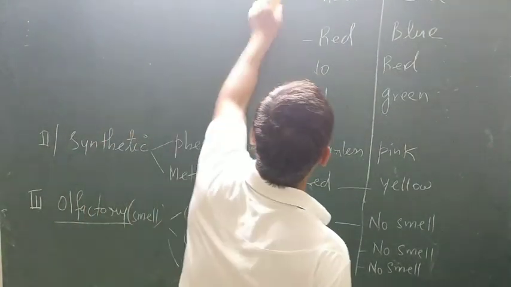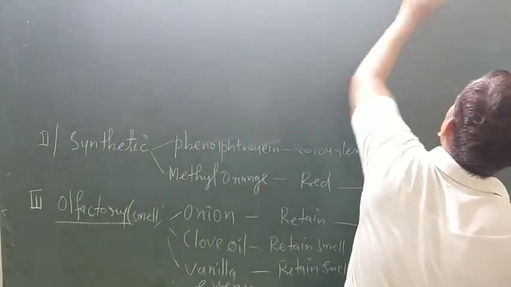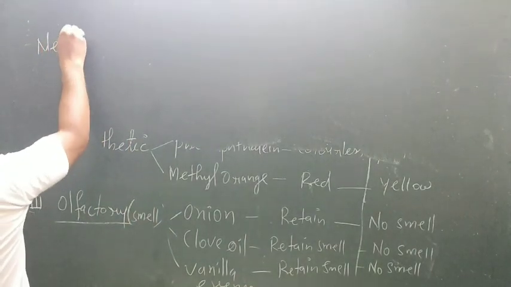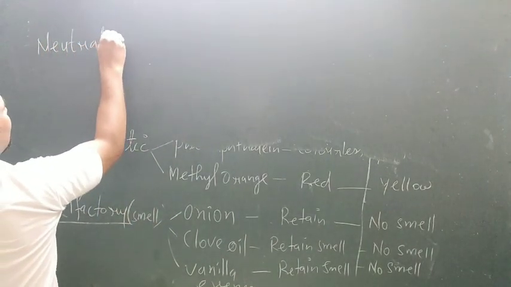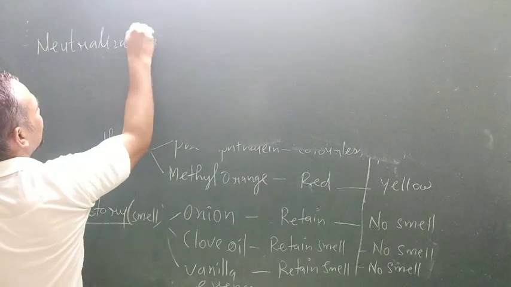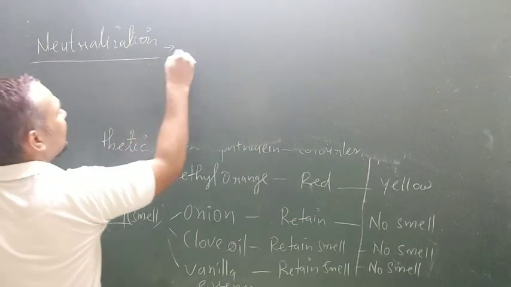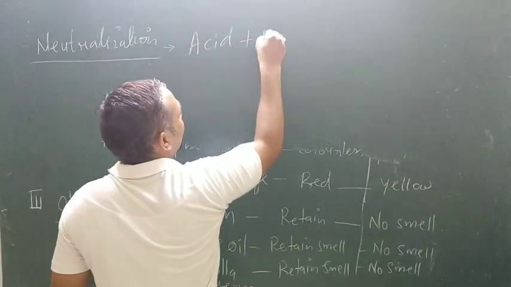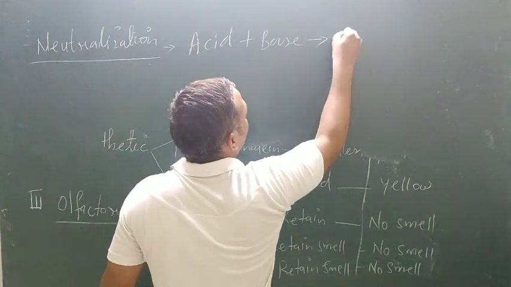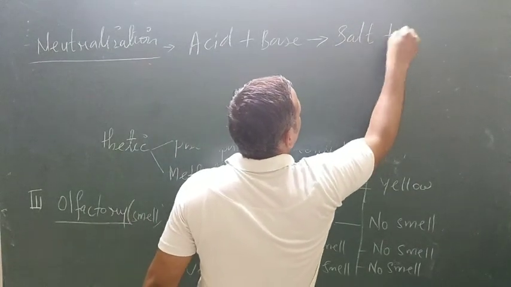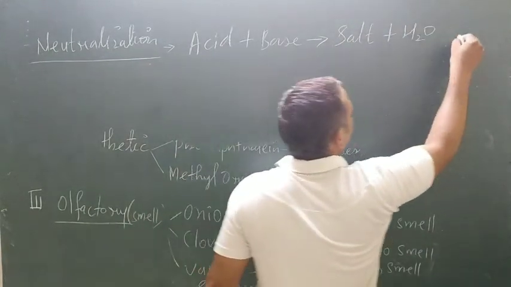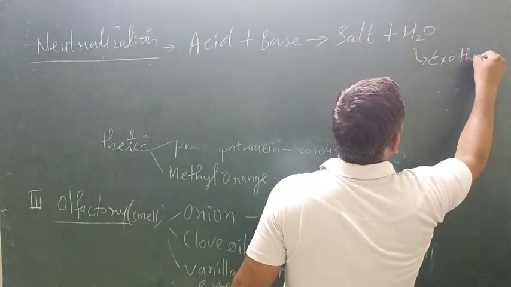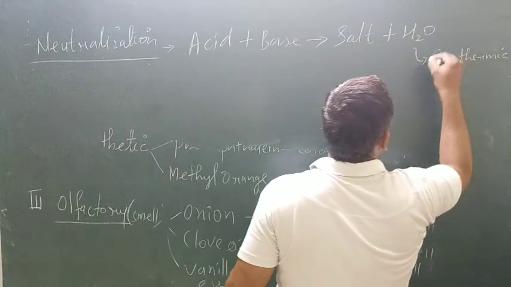Now one more important reaction which we need to talk about is the neutralization reaction. What is a neutralization reaction? When acid mixes with base, it gives salt plus water, and it is an example of an exothermic reaction, meaning heat is evolved. Is it clear?